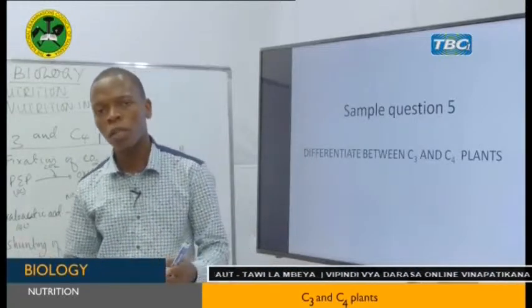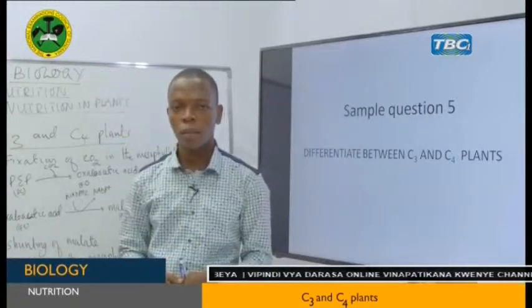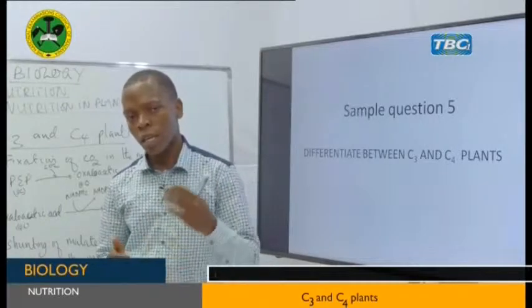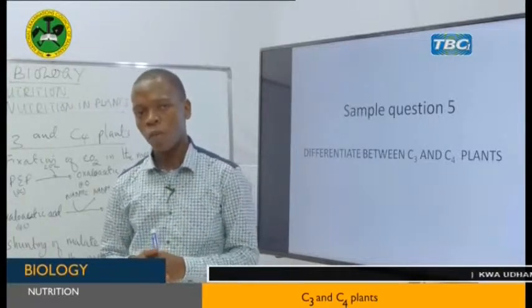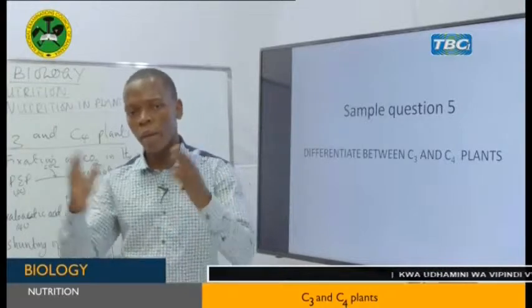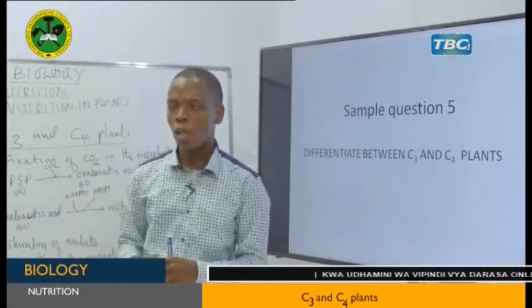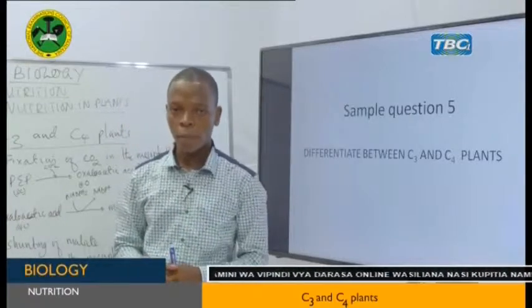You may also use the efficiency of photosynthesis. C4 plants are highly efficient in photosynthesis. But C3 plants, because there is a chance of photorespiration to occur, are less efficient in photosynthesis. Therefore, there are many criteria that you may use to distinguish between C3 plants and C4 plants.